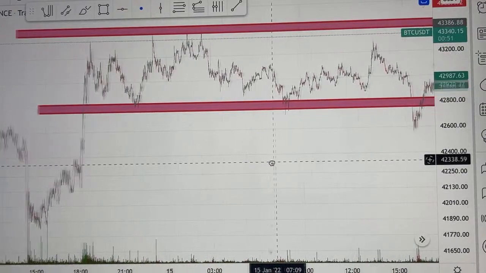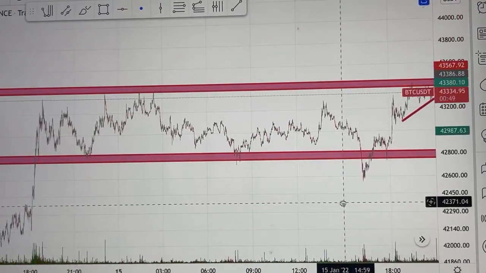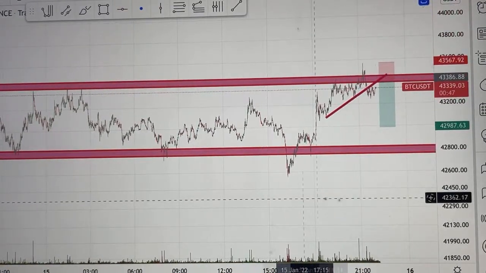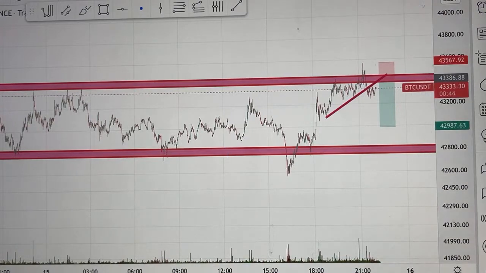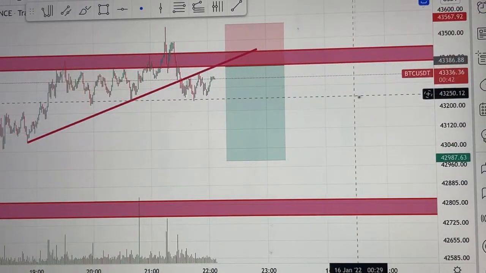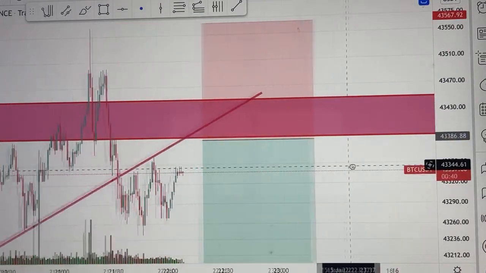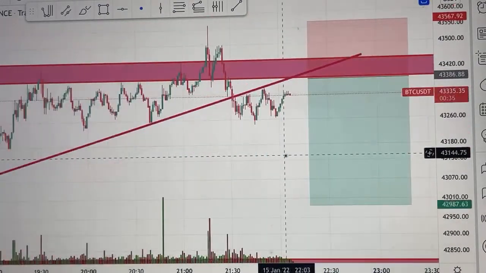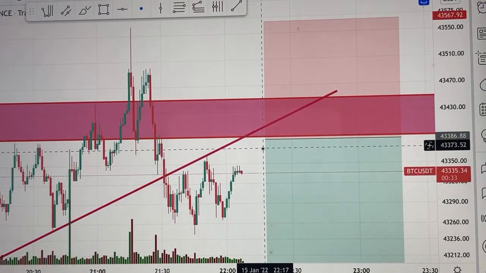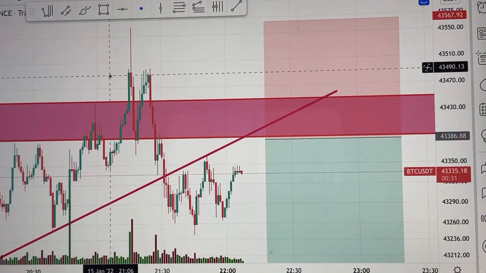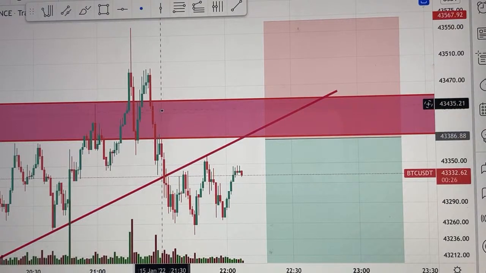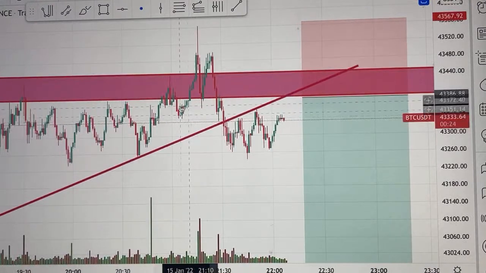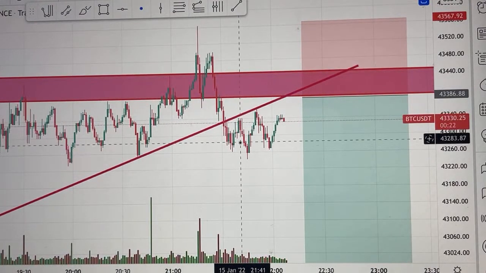We are having some trading range for Bitcoin in 1 minute time frame. I think we are going to see some lower levels for Bitcoin. Come on.